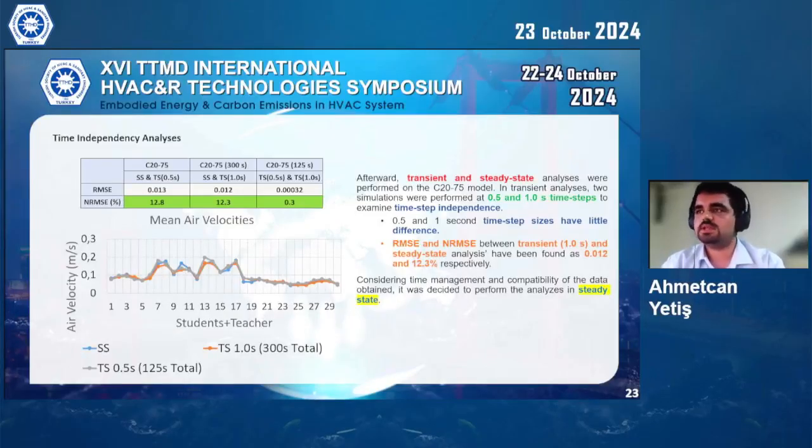When we investigated steady state and transient states errors, we see a root mean square error of 0.012 and a normalized root mean square error of 12.3%. Considering time management and compatibility issues, it was decided to perform these analyses with steady state conditions.